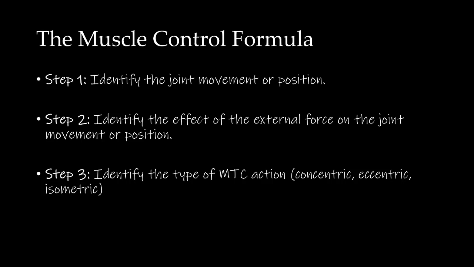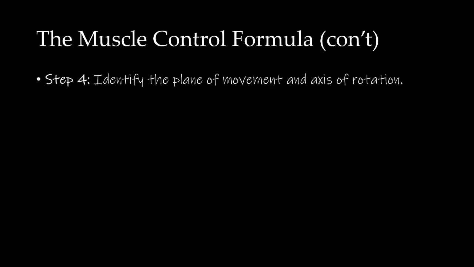Step 3 was to identify the type of MTC action, either concentric, eccentric, or isometric. In this case, we determined that the joint motion was glenohumeral abduction, and the effect of gravity would be to adduct the glenohumeral joint. Since the joint motion and the effect of the external force were in opposite directions, we conclude that this was a concentric MTC action.